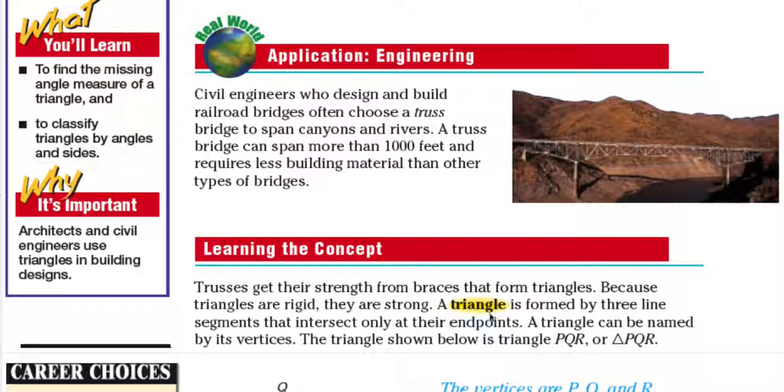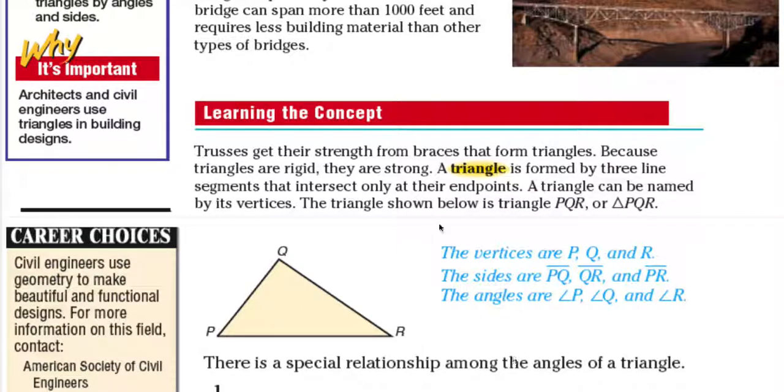A triangle, therefore, the definition of a triangle, is formed by three line segments that intersect only at their endpoints. A triangle can be named by its vertices. The triangle shown below is triangle PQR, or the symbol triangle and PQR. So this is triangle PQR. The vertices are P, Q, and R. So these are your vertices right here.